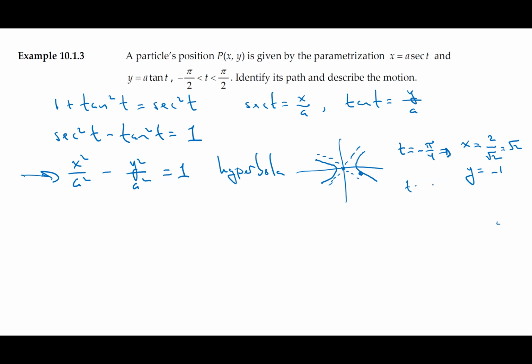Now, what about at 0? Well, at 0, x is going to be 1, and y is going to be 0. So that takes us here. Okay? So when it comes time to graph this thing, whoops, silly arrows, it's moving this direction. Okay? And again, I got that just by taking a time and then a later time.